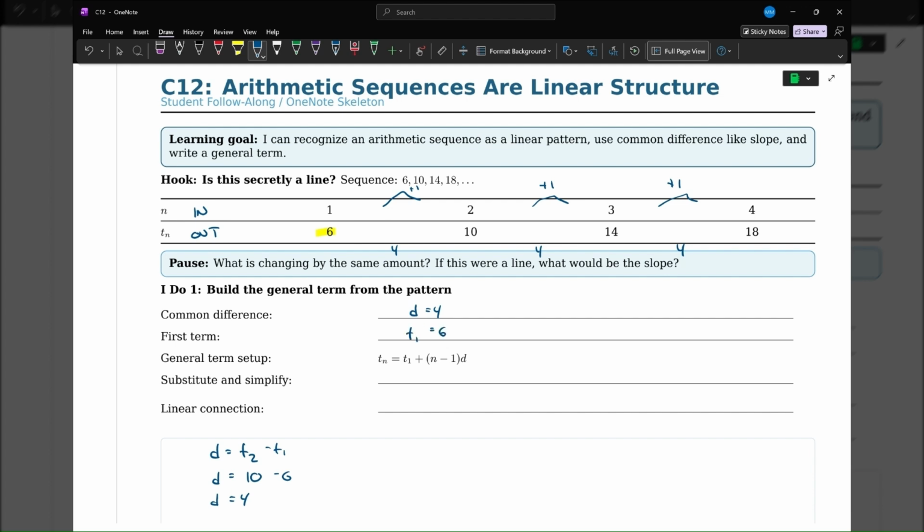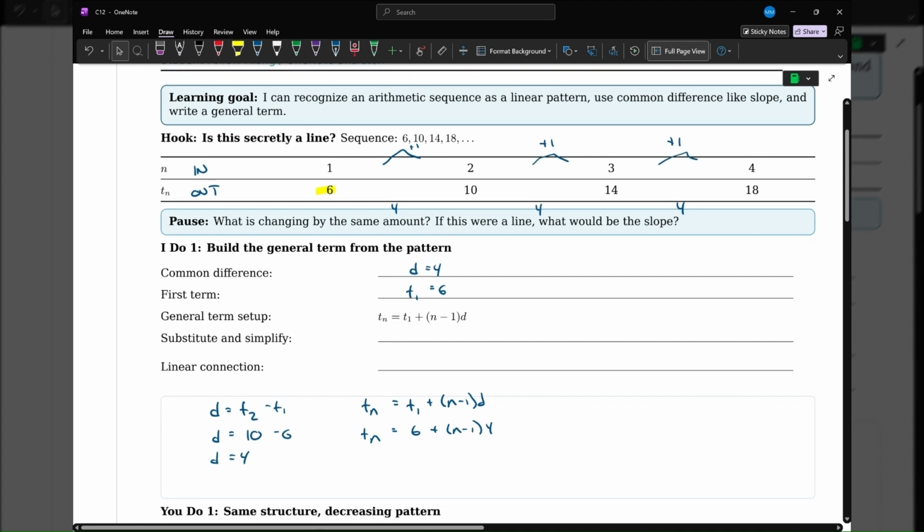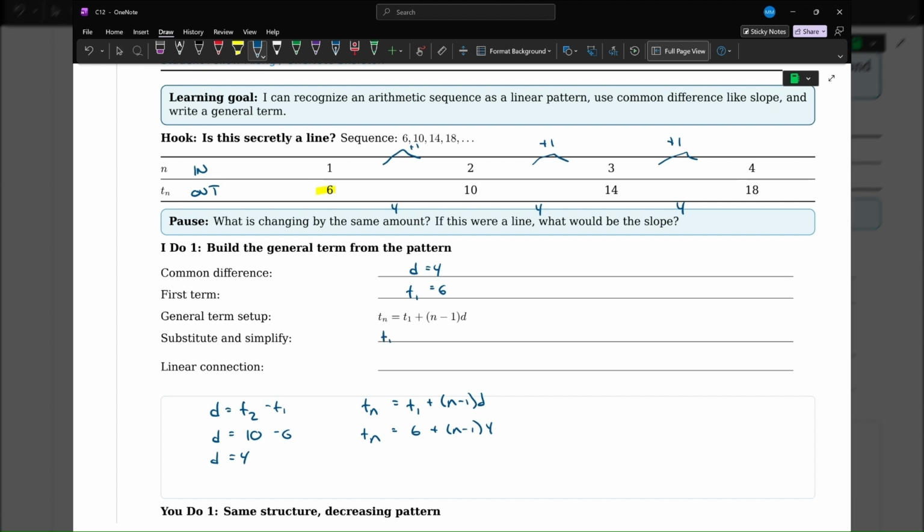Remember, for arithmetic sequences, we have a general term. We say any nth term is going to be the first term plus n minus 1 differences. So here the general term is going to be the first term, 6, plus n minus 1 times 4. So that's our general term. Usually we're happy with that, so Tn is going to be 6 plus 4(n minus 1).